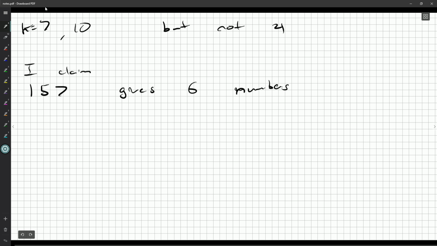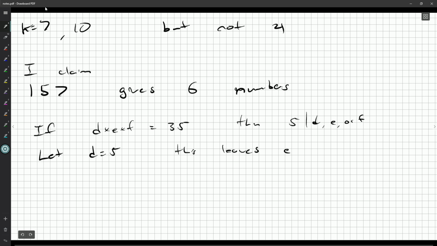Okay? So I'm going to do it a different way rather than making big lists. I claim this will work, and I'm using sort of the primes that we've seen so far. So if d times e times f is 35, then 5 divides d, e, or f. And as we've seen in part A and part B, we can just let d be 5. So this leaves e times f to be 7.